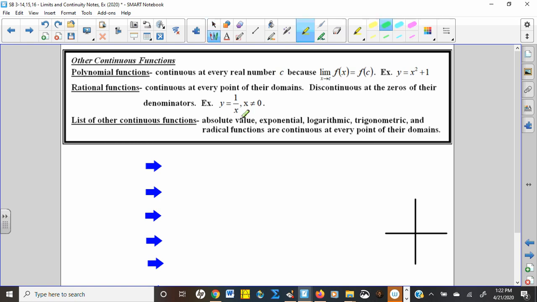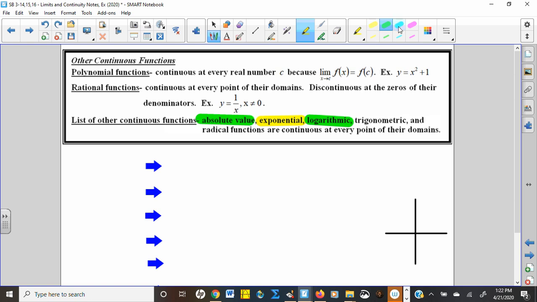Other functions that are always continuous, absolute value functions, never break at all. We just have a V vertex and that's it. Exponential functions, defined everywhere, never have breaks. Logarithmic functions are not defined everywhere, right? They're only defined on one side or the other side of their vertical asymptote. But throughout their domain, whatever that domain will be, they never break.